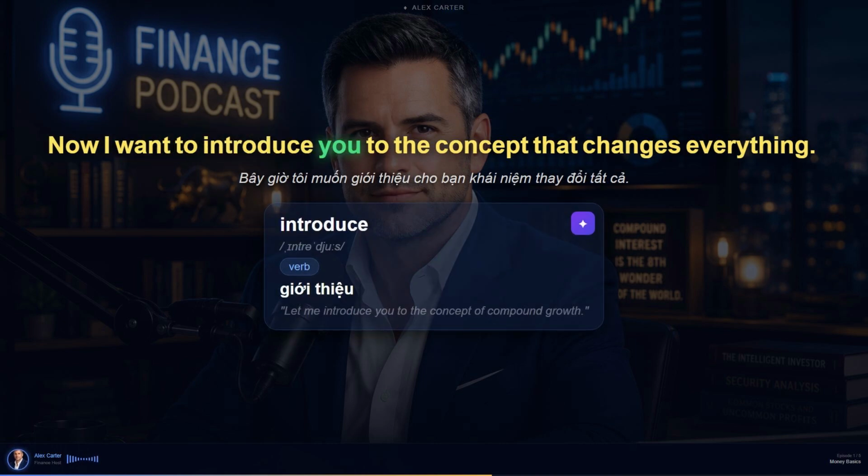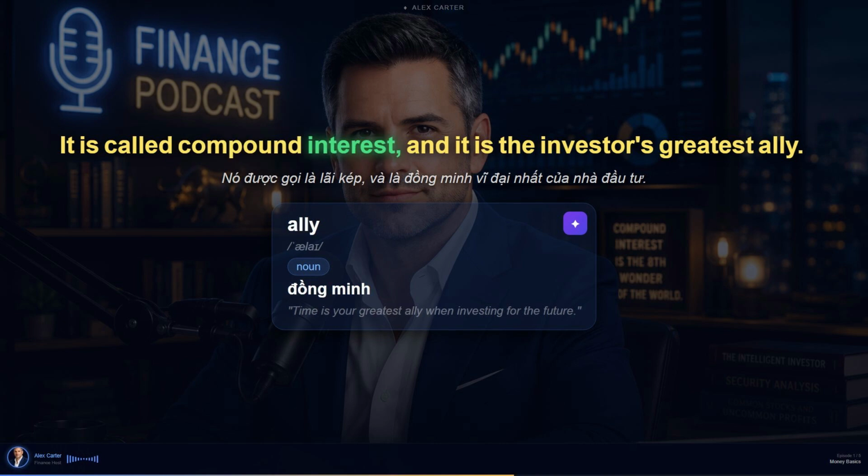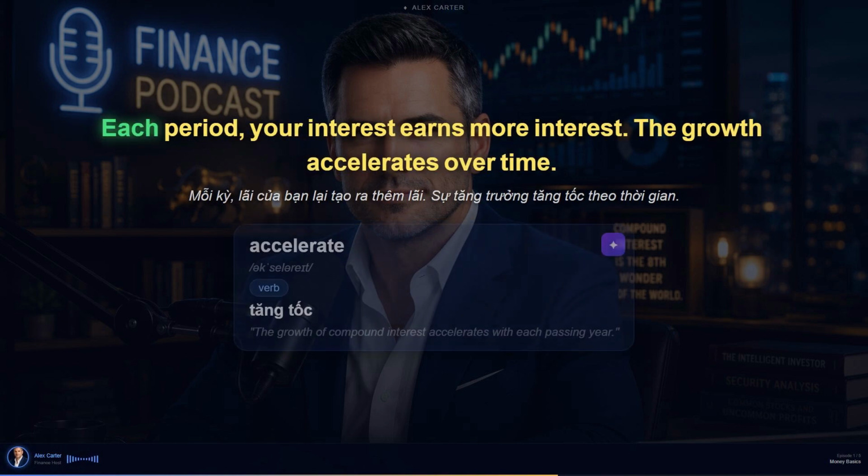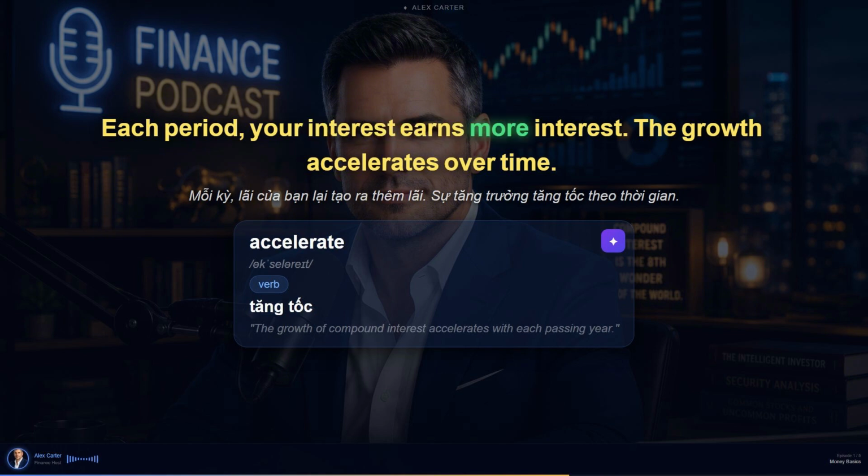Now, I want to introduce you to the concept that changes everything. It is called compound interest, and it is the investor's greatest ally. Compound interest means you earn returns on your principal and on your gains too. Each period, your interest earns more interest. The growth accelerates over time.